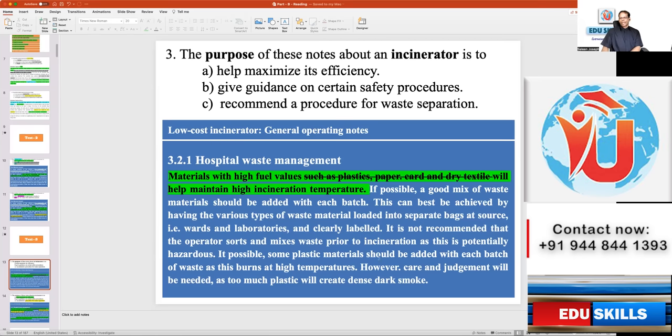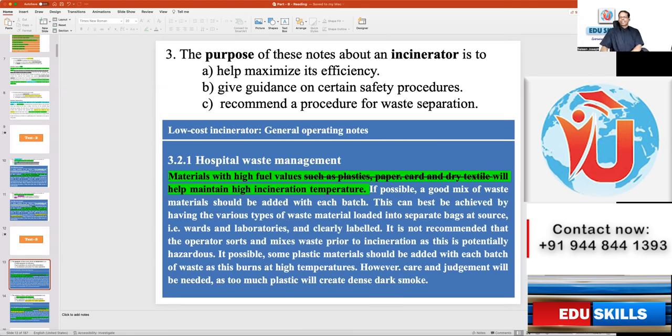Now, if possible, some plastic materials should be added with each batch of waste as this burns at high temperatures. However, care and judgment will be needed as too much plastic will create dense, dark smoke. This is called the gist of the paragraph. Gist means the summary or the main idea of the paragraph, which is clearly given in the topic sentence. But if you have not reached that competency of English, you have to confirm it from other things.